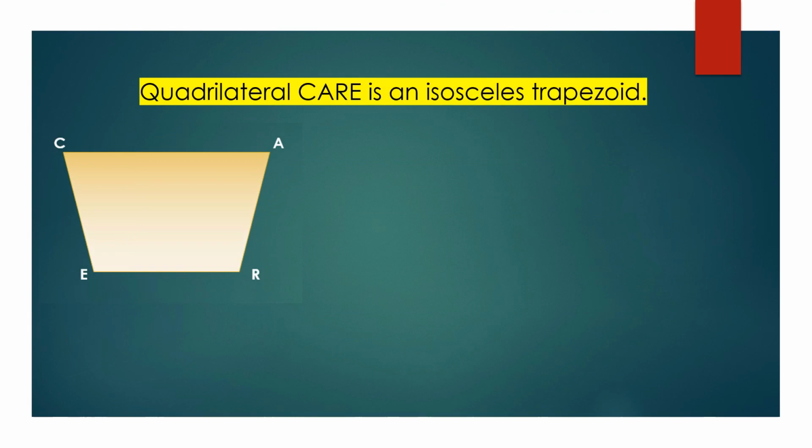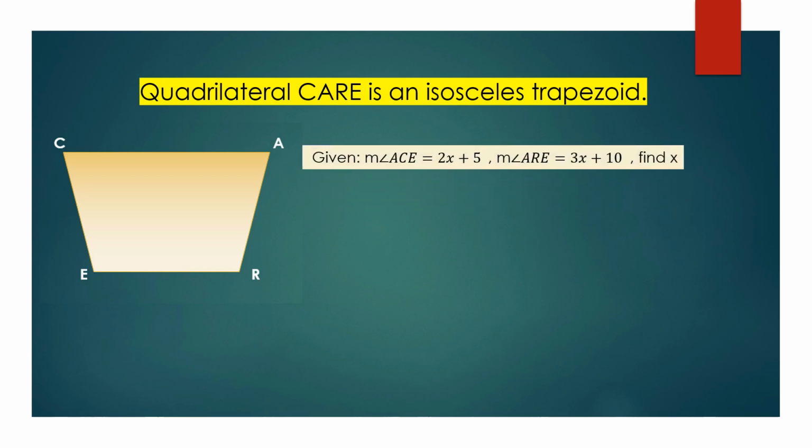Quadrilateral CARE is an isosceles trapezoid. Given: if the measure of angle ACE equals 2x plus 5 and the measure of angle ARE equals 3x plus 10, find x. How do we solve this?